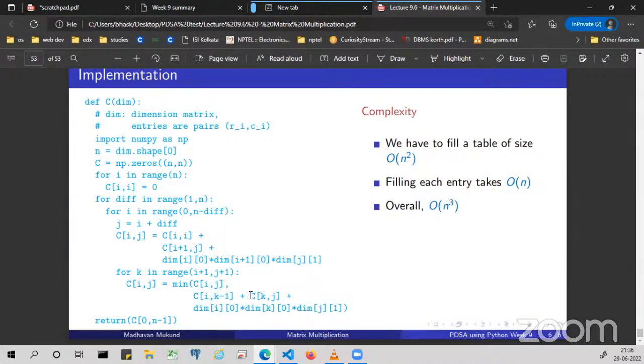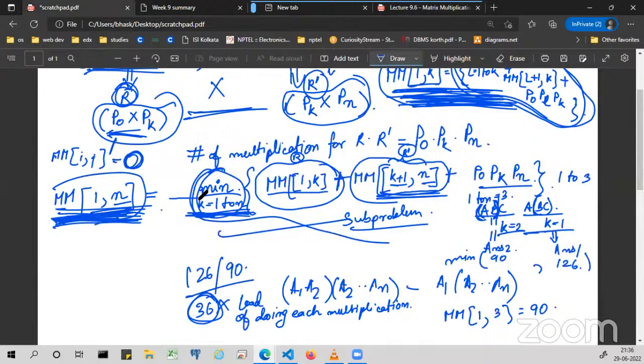I have taken k to k plus 1. Here it is k minus 1 or k. So c i k minus 1, c k to j, plus the multiplication that I told you, right? Since it is i, so i0, k0 and j1. Whichever way you want to arrange it, it's okay. This recursive statement should be correct. That's it. This statement.